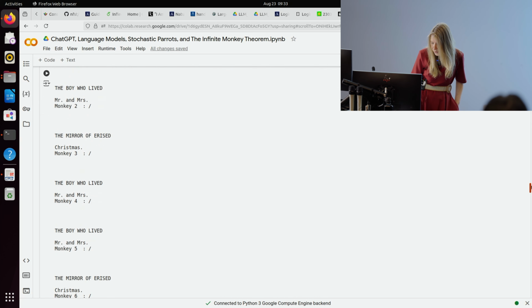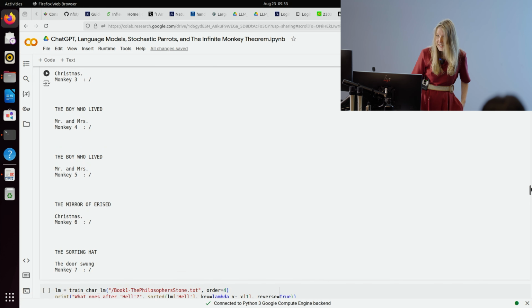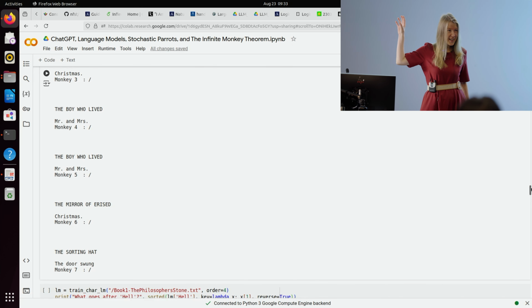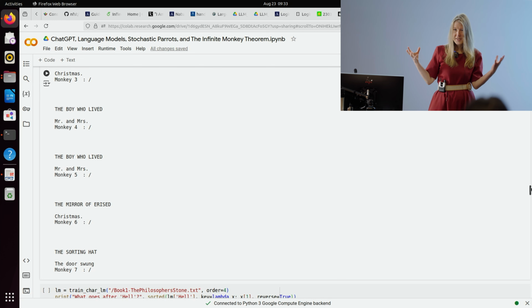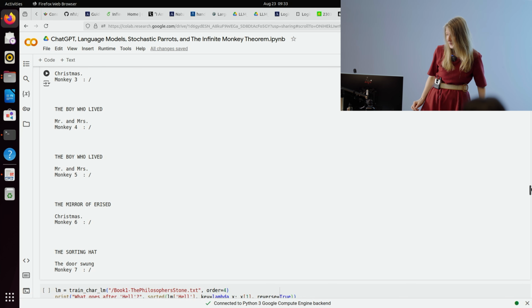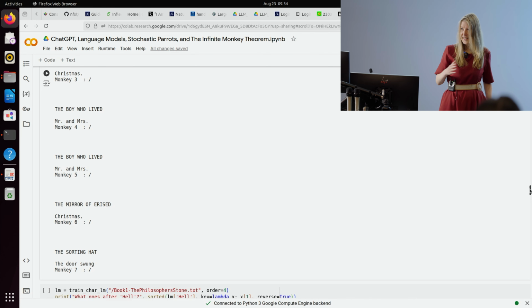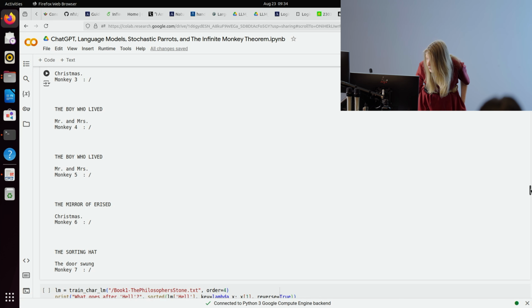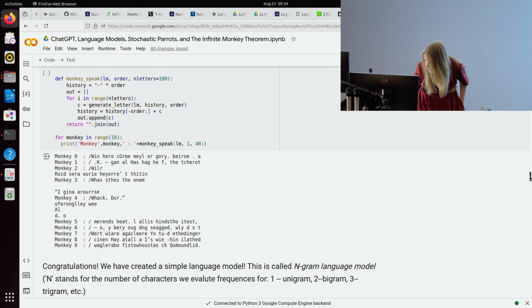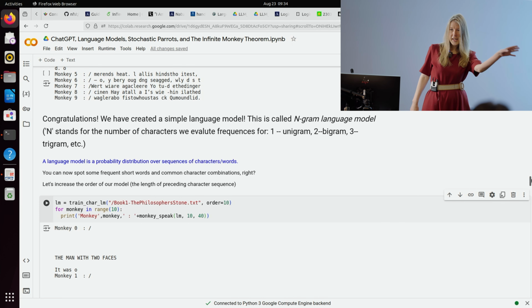And then again, the boy who lived, Mr. and Mrs., the mirror of Arise, the sorting hat. So you see that actually most words already exist in English. And it's not just the words, it also captured the structure of the book, that each chapter should start with the uppercase title, right? It's quite impressive, right? It's only 40 characters. What's the order? Let me just recall. I cannot scroll. Okay, so it's the order of 10, so we only look at 10 characters before.